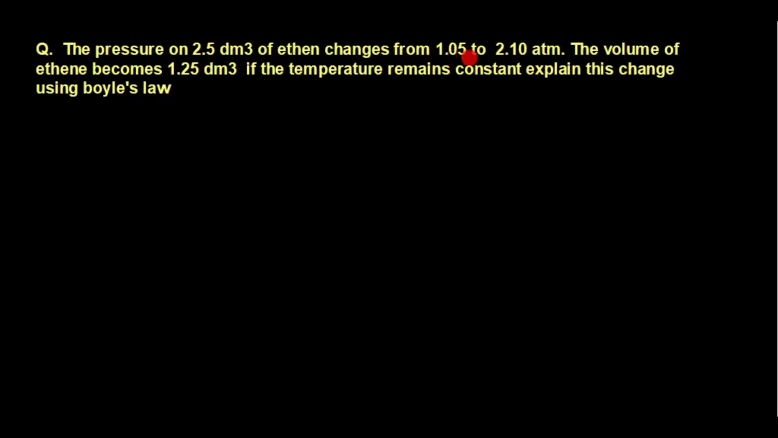1.05 is the initial pressure, that is P1, while 2.10 is the final pressure, that is P2. Similarly, 2.5 cubic decimeter is the initial volume, that is V1, while 1.25 is the final volume, that is V2. Now with the help of these values we will write the data for this question.